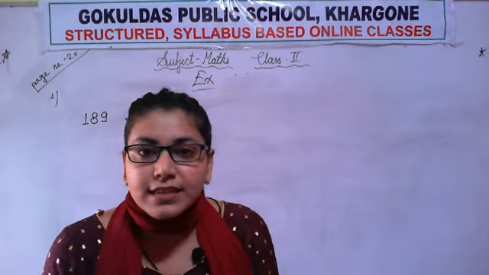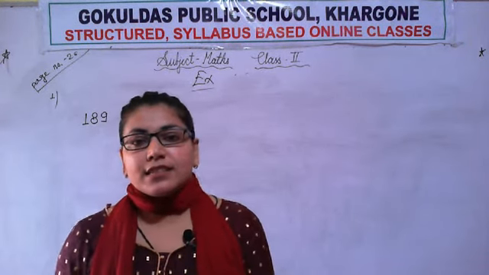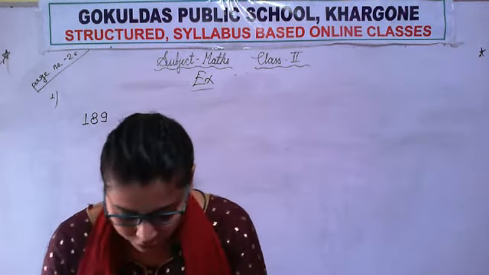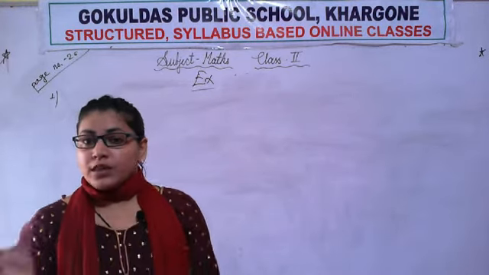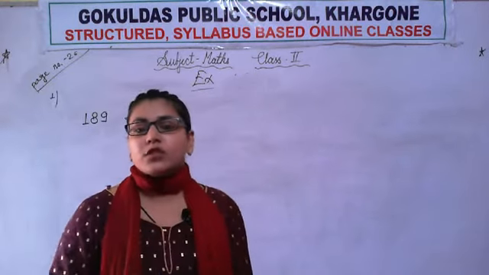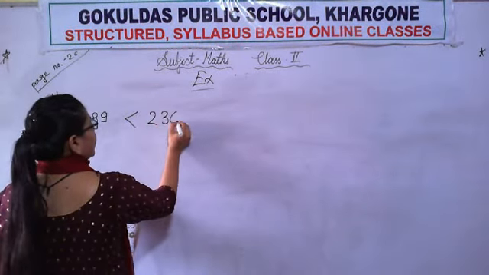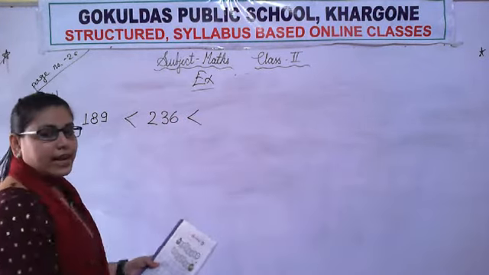Now again you all check for the next number. What will come next? Do it on your own and then check with my answer. So now, among the rest of the numbers, 2 is the smallest value. So 236 will be our next number in ascending order.